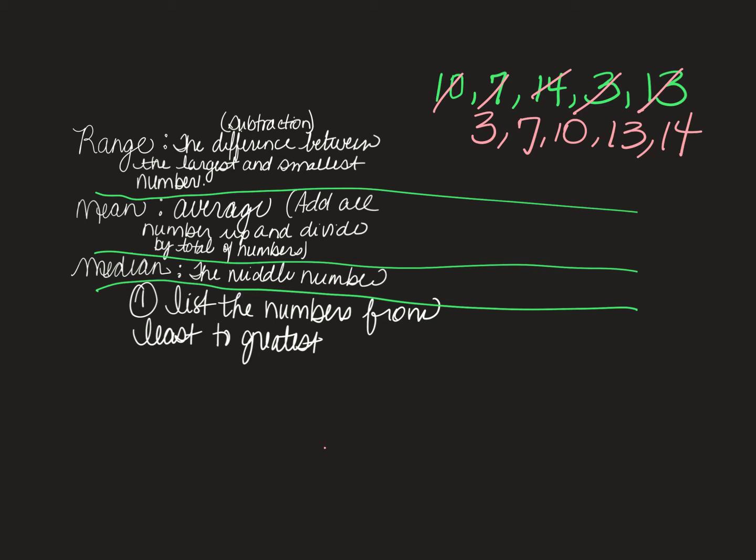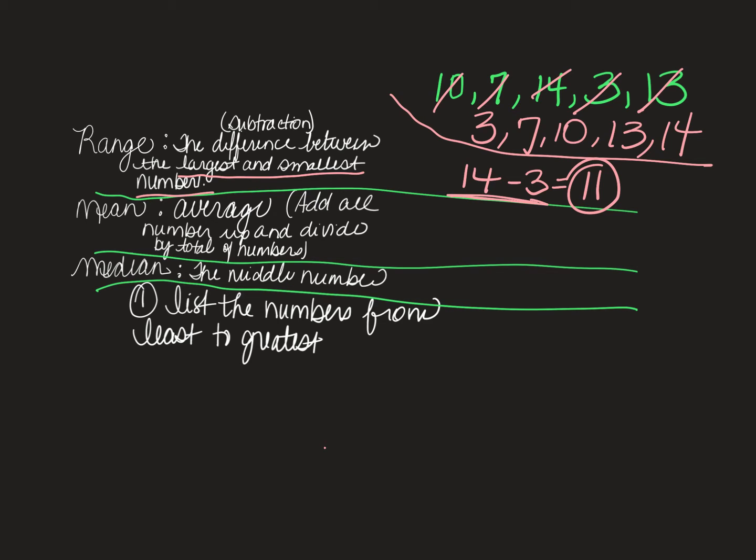The second thing I'm going to do is find the range. To find the range, I'm going to find the largest number. What's the largest number? 14. And I'm going to subtract 3 from 14, and that makes my range 11. You find the difference between the largest and the smallest number. The range, all you have to do is get the biggest number and subtract the smallest, just like I did right here.